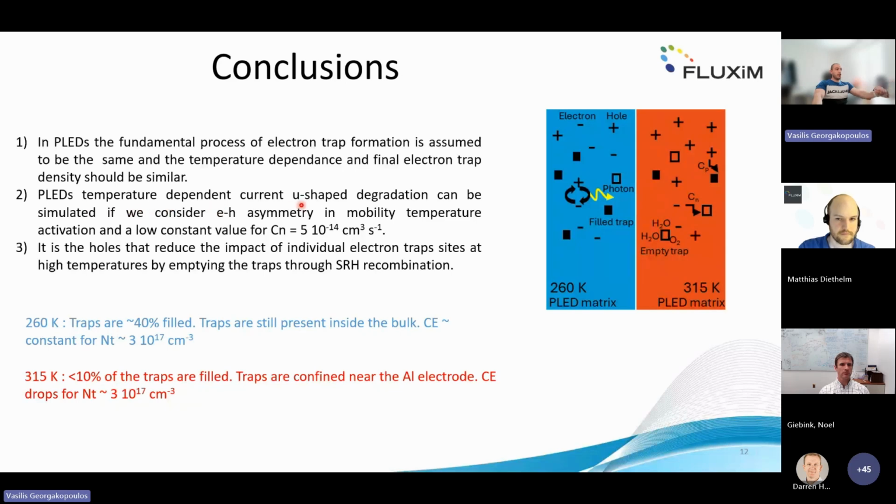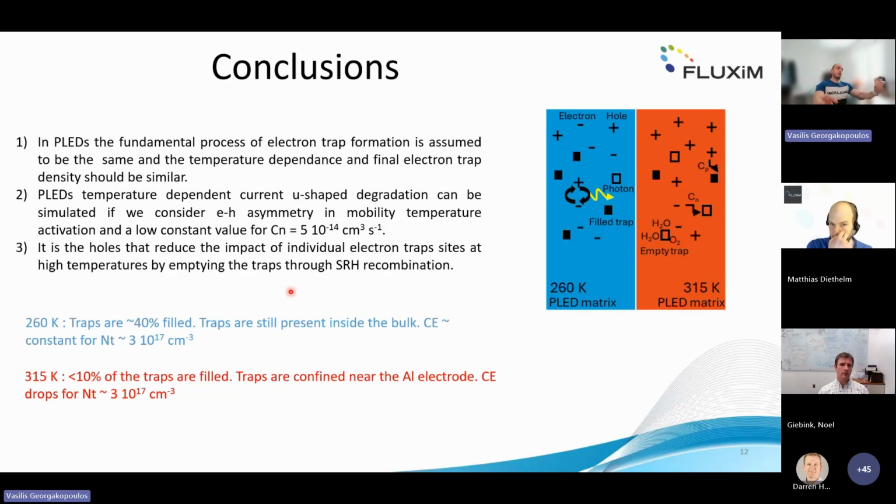Also, the PLED temperature-dependent current displays this U-shape in terms of degradation. It can be simulated if we consider the electron-hole asymmetry in the mobility temperature activation and allow a constant value for the electron capture coefficient. And third, it is the holes that reduce the impact of individual electron trap sites at higher temperature by emptying the electron traps through SRH recombination.